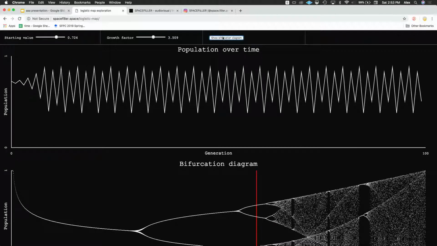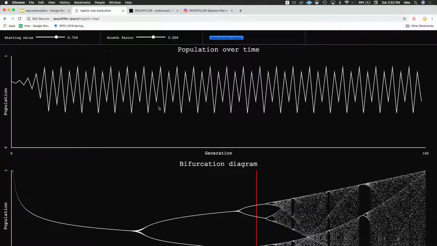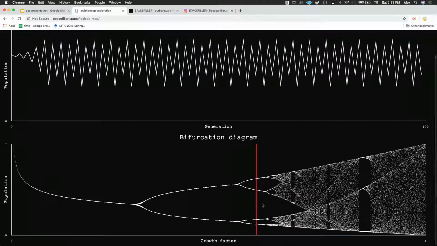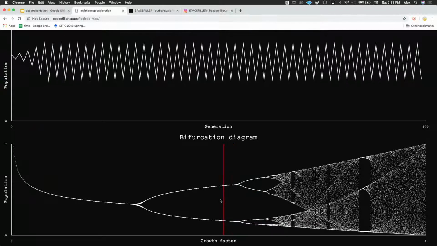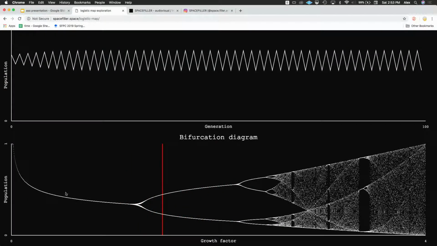Here's another picture of this idea. So this is called a bifurcation diagram. Whoop, those are emojis, I don't want those. Let's see if I can get, okay, there we go. So what this shows is on the x-axis, we have our growth factor, okay? So that's that value that we were changing back and forth here. And then on the y-axis, we have our population density, but it's our asymptotic population. So this is what the population converges to after many iterations of the system.